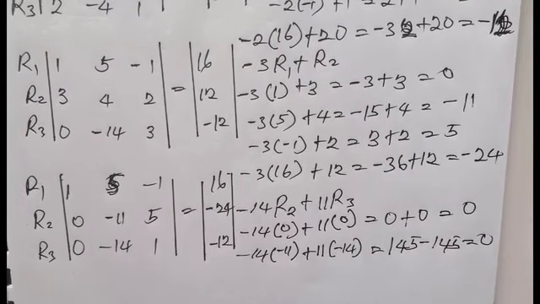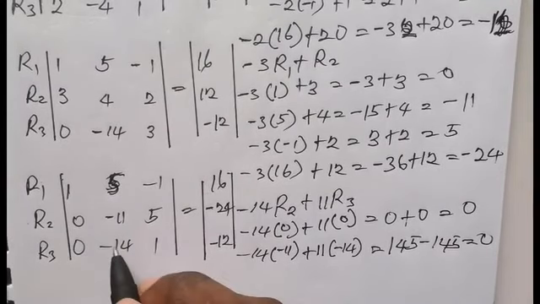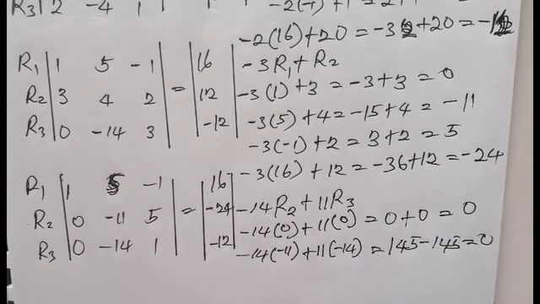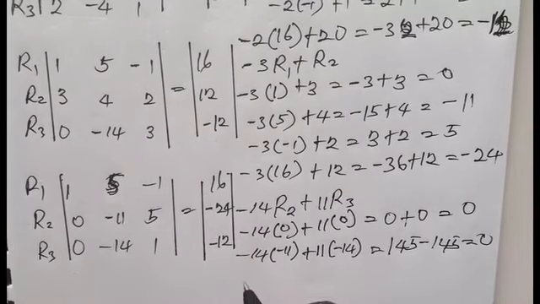Alright, so with that, we have been able to make the second element in row 3 to be 0. And then we proceed now.